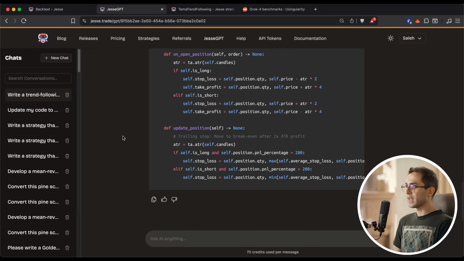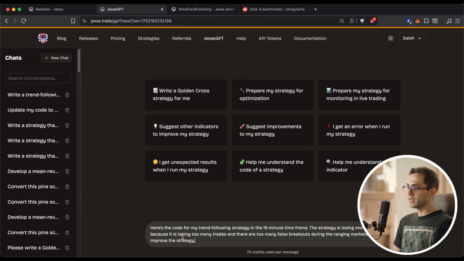Now, the next question is actually really interesting. So I'm gonna say, here's the code for my trend following strategy in the 15 minutes time frame. The strategy is losing money because it is taking so many trades and there are false breakouts during the ranging markets. Please improve the strategy. So I'm gonna paste the strategy that it just gave me, and remember it was losing money, right? So I want to see if the model is now smart enough, if it has some actual trading knowledge to know what it should do to improve the results of such a case.